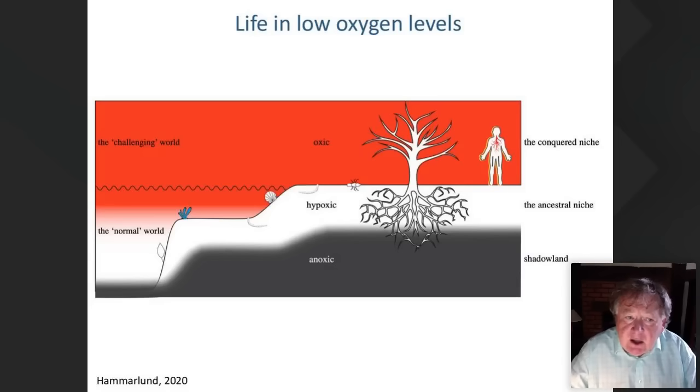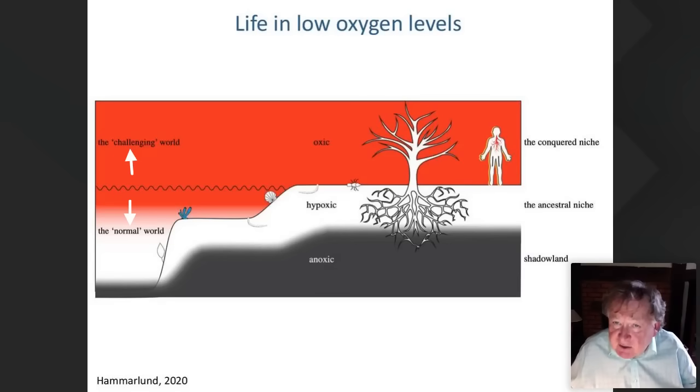But actually, a large part of the animal kingdom lives in much lower oxygen levels, fringe oxygenated levels. And as Emma says on the left, she calls this the normal world. And actually, it's coping with oxygen that in many ways is what's challenging. And so she then refers to that low oxygen world as being an ancestral niche. And what we are used to is actually the conquered niche. So we shouldn't be too surprised that early animals occur in low oxygen levels.